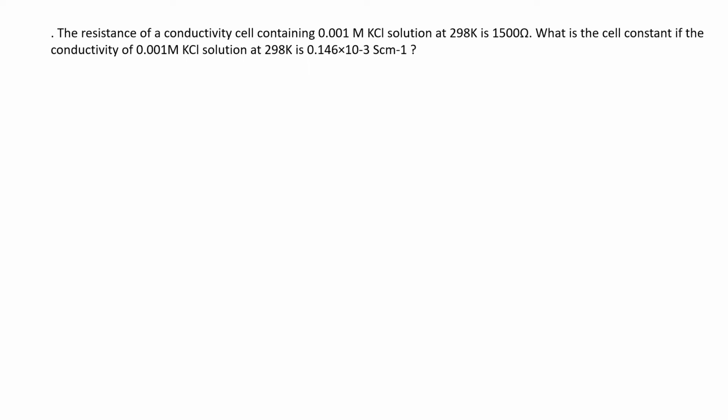The first question says the resistance of a conductivity cell containing 0.001 molar KCl solution at 298 Kelvin is 15,000 ohm. What is the cell constant if the conductivity of the 0.001 molar KCl solution at 298 Kelvin is this much? So please try to use the formula that we discussed in the previous slide.